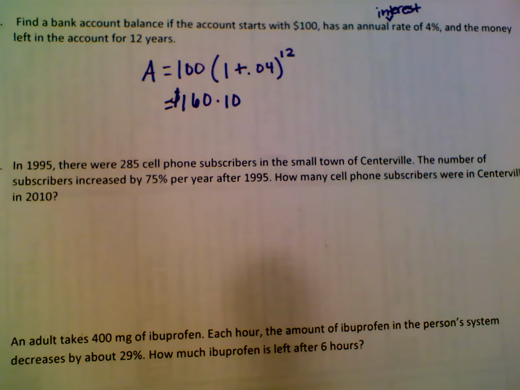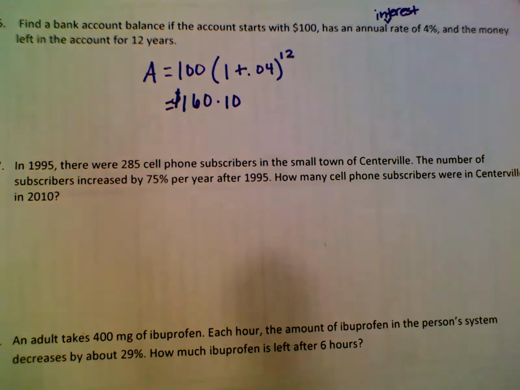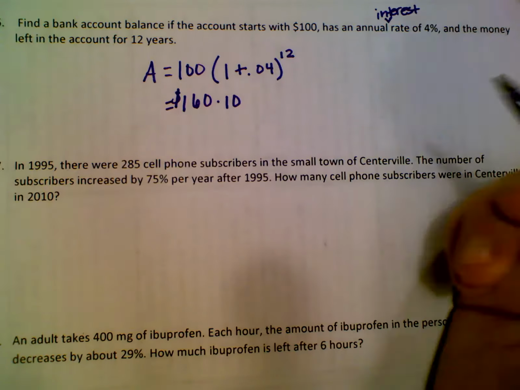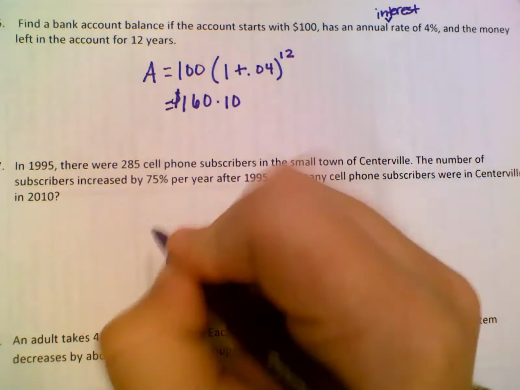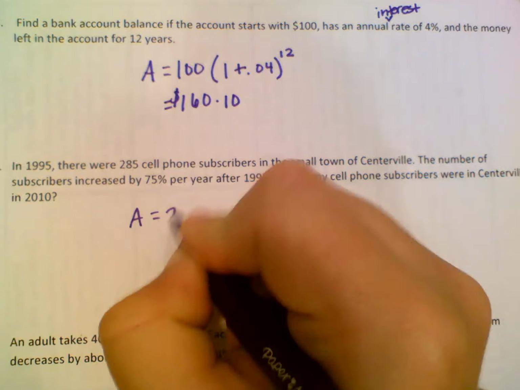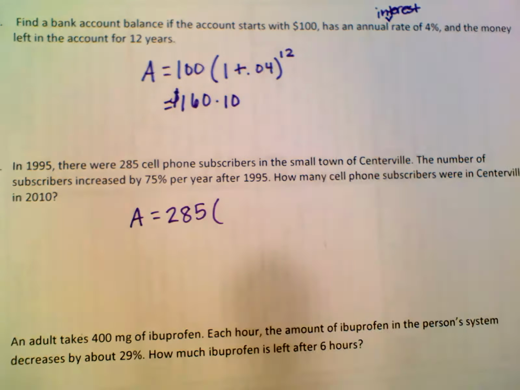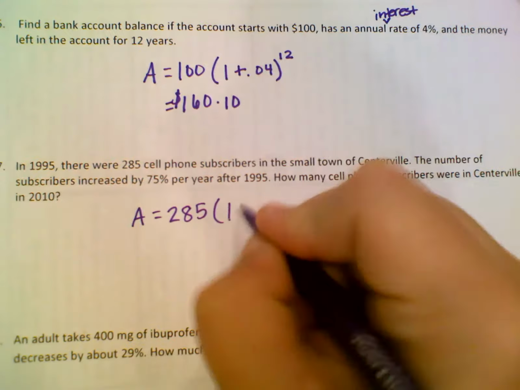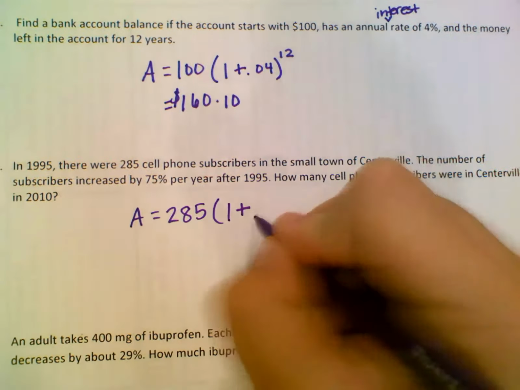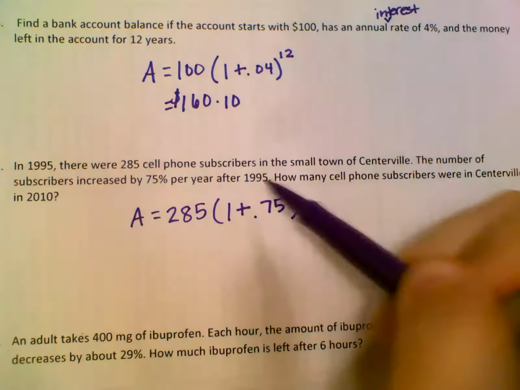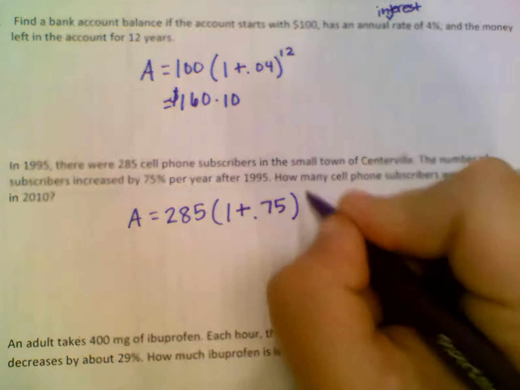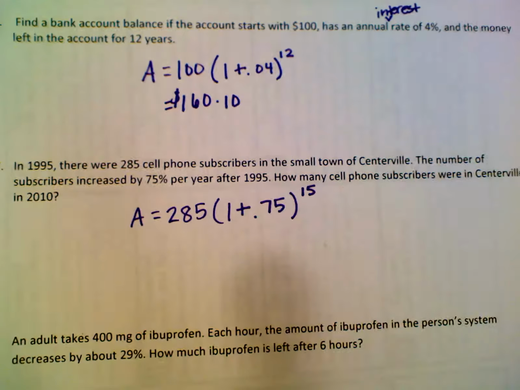All right, in 1995, there were 285 cell phone subscribers in the small town of Centerville. The number of subscribers increased by 75% per year after 1995. How many were there in 2010? So our original amount, 285. We're increasing, so that'll be 1 plus 0.75. How many in 2010? So how many years is it between? Well, that is 15 years.